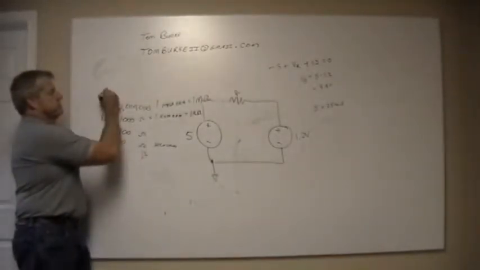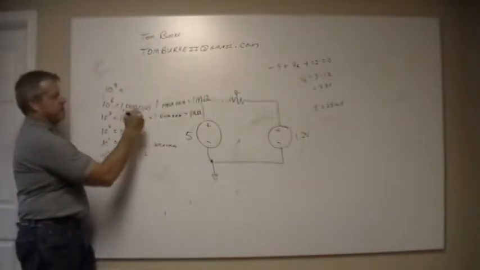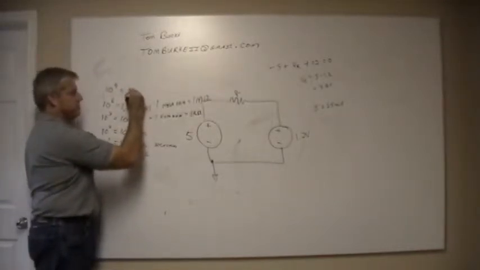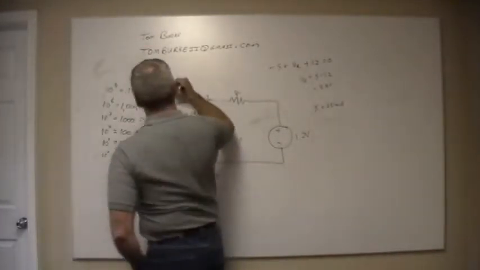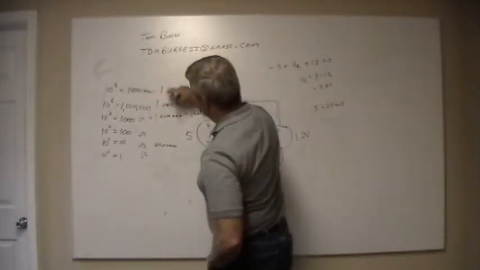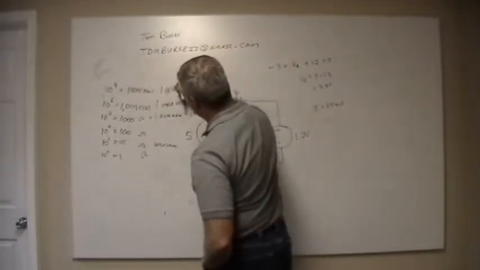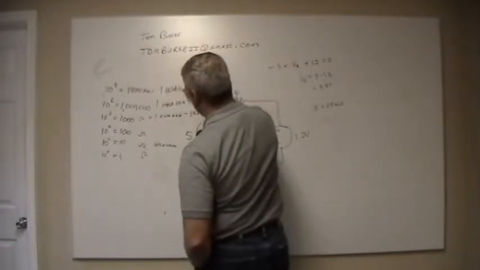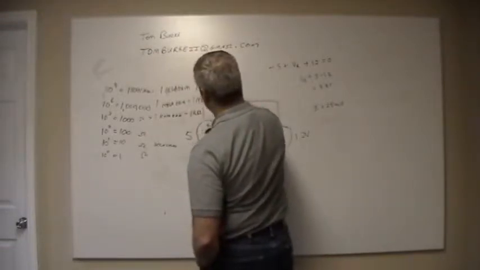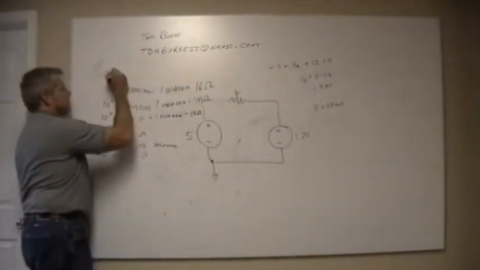So we go up to the next one. 10 to the 9th is 1,000 million, so 1 billion is 1 giga ohm, regardless of what the professor in Back to the Future says. It's not a jiga, it's a giga. 1 giga ohm. 10 to the 12th.